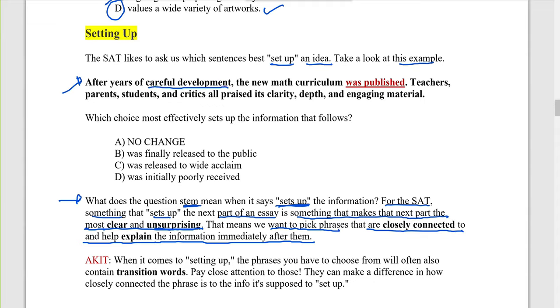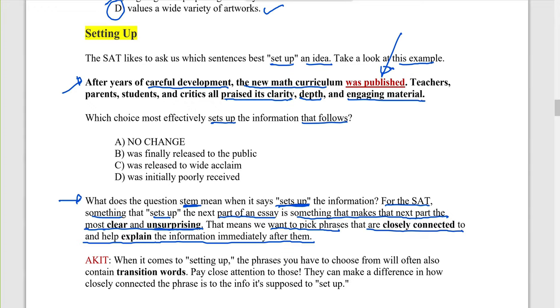After years of careful development, the new math curriculum was published. Teachers, parents, students, and critics all praised its clarity. They were happy. They praised, they acclaimed. They praised the clarity of the curriculum, the depth, and the engaging material. Which choice most effectively sets up the information that follows? Now we need to see whether this part is right or wrong.